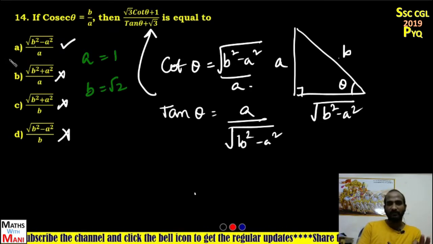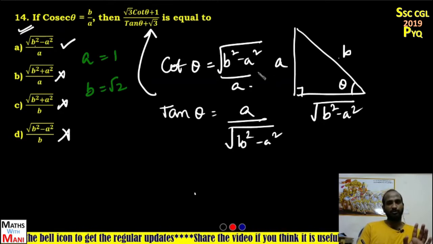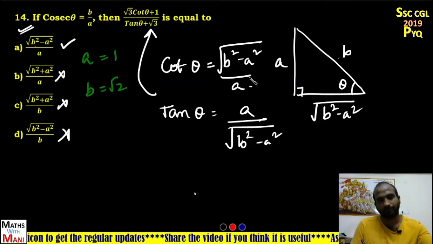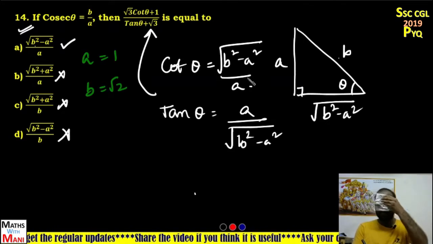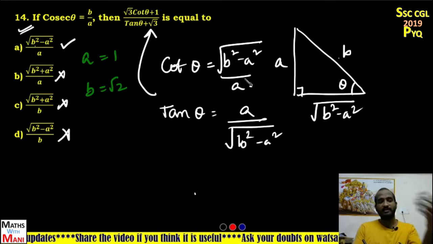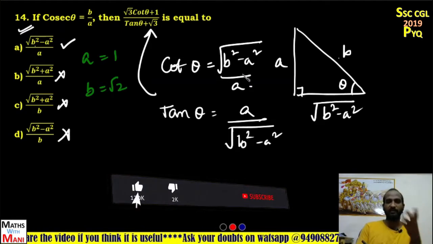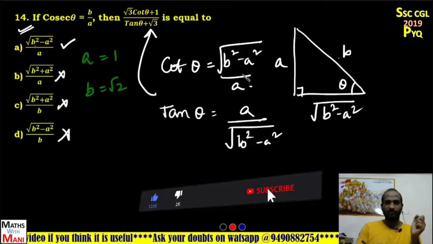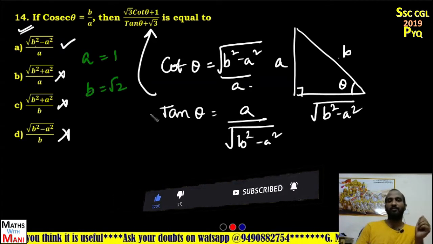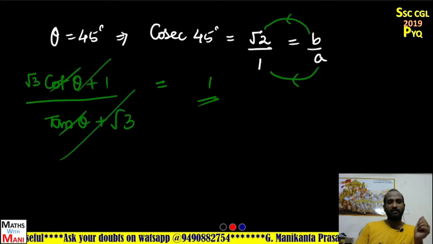Is it clear? Okay. So in this way, you can solve these problems through the normal method, that is the right angle triangle method, and through substitution. Is there any doubt in this? We already solved this type of model like secant theta is equal to b by a, or a by b, in the first video of trigonometry. Clear? Next one, that is the 15th.